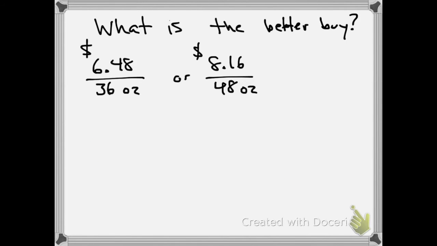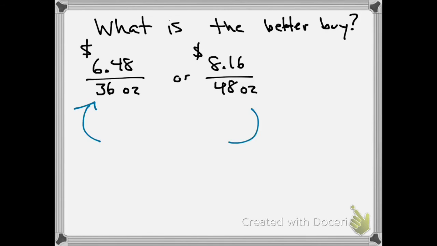These are the types of questions I love because this is a real world application, financial literacy at its best. So we have two prices here. It could be any type of item, let's say shampoo or something like that. They're asking us what is the better buy. Now, someone that's never dealt with consumerism might say, right off the bat, 648's got to be better because it's cheaper. But what we have to do is find out what it is per price.